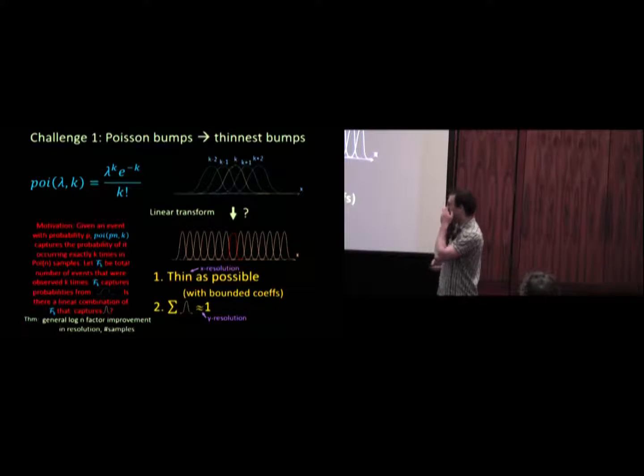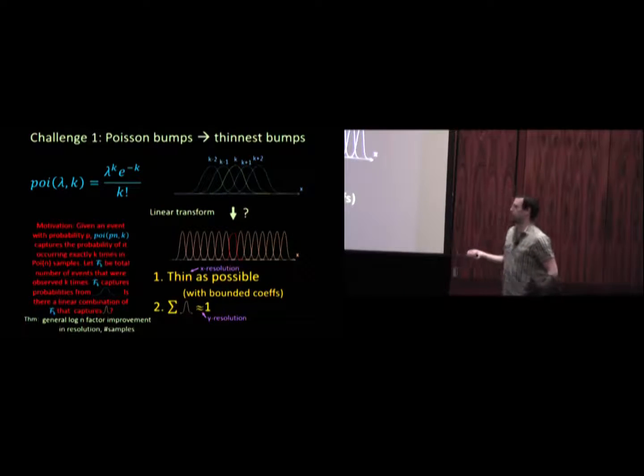Okay, so the claim in general is that you get a log n factor improvement. You can think of this as an improvement in resolution or an improvement in the effective number of samples. And the claim is that these bumps will end up being log n thinner than these things, where the coefficients are going to end up being roughly sublinear in n.